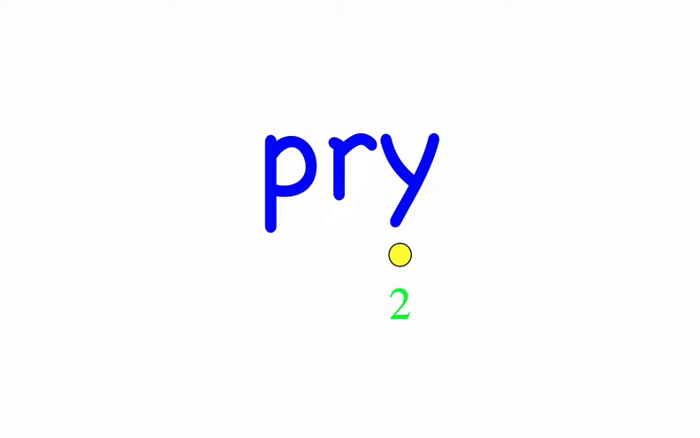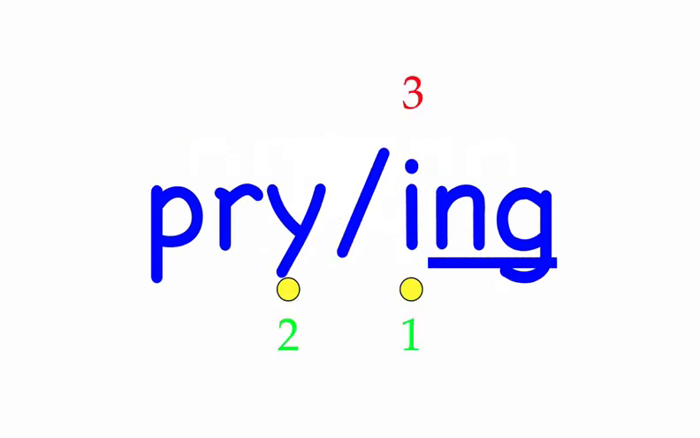Prying, two syllables. First syllable, pry, three sounds: P, R, I. Ing, two sounds: I, ng. Prying, mark the word. Prying. And when a word ends in Y and we add ing, we make no change to the Y.